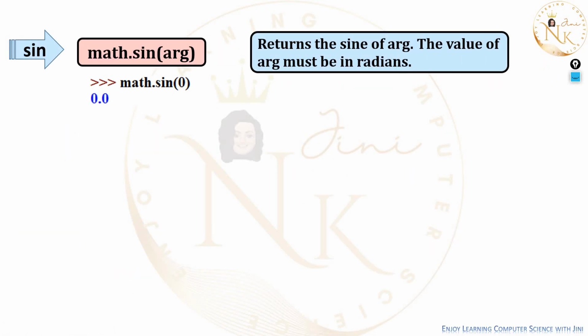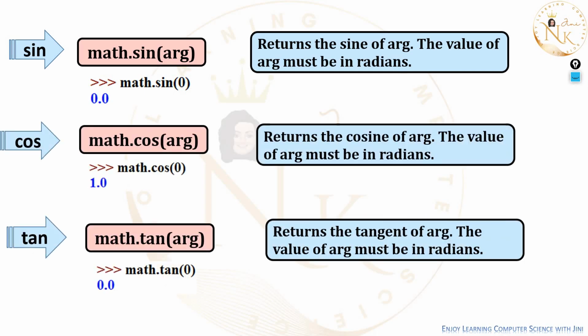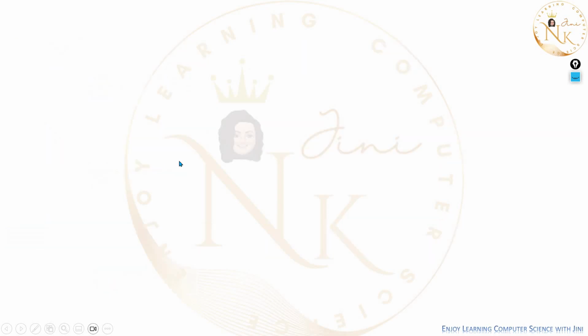Now we have sine, cos and tan. They return the sine, cos or tan of the given argument. So sine 0 is 0, cos 0 is 1, tan 0 is 0. Everything gives the output in float. The value of the argument which you are giving must be in radians.